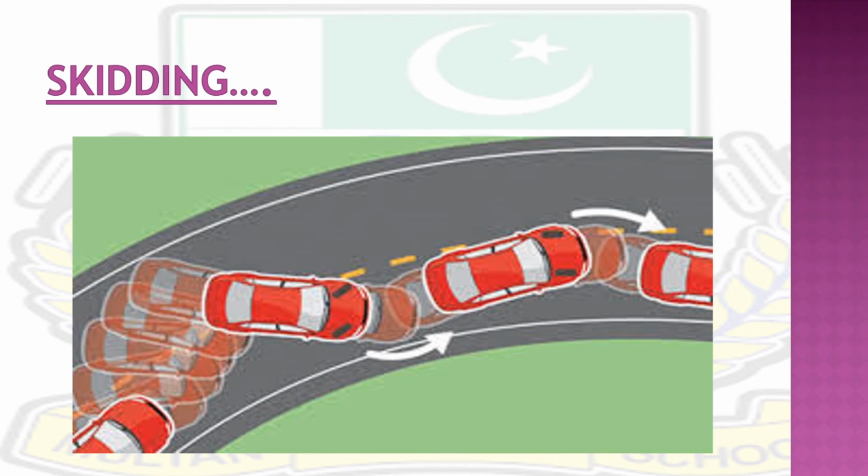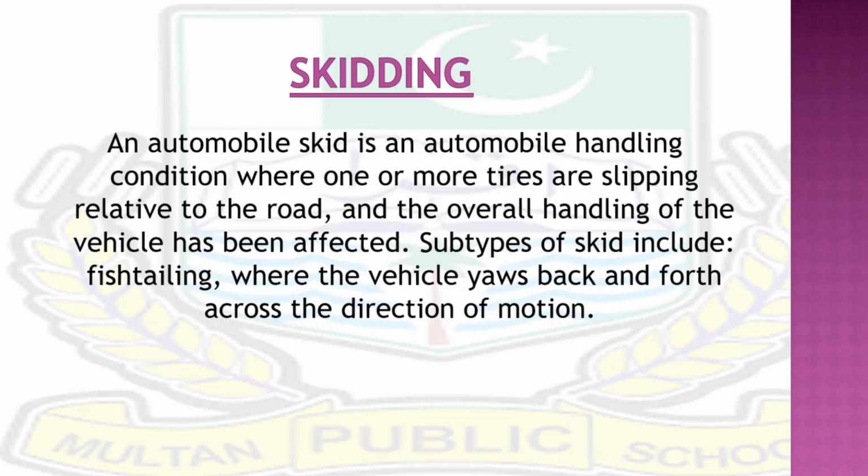Now we have to see what skidding is. An automobile skid is an automobile handling condition where one or more tires are slipping relative to the road, and the overall handling of the vehicle has been affected. Subtypes of skid include fishtailing, where the vehicle yaws back and forth across the direction of motion.